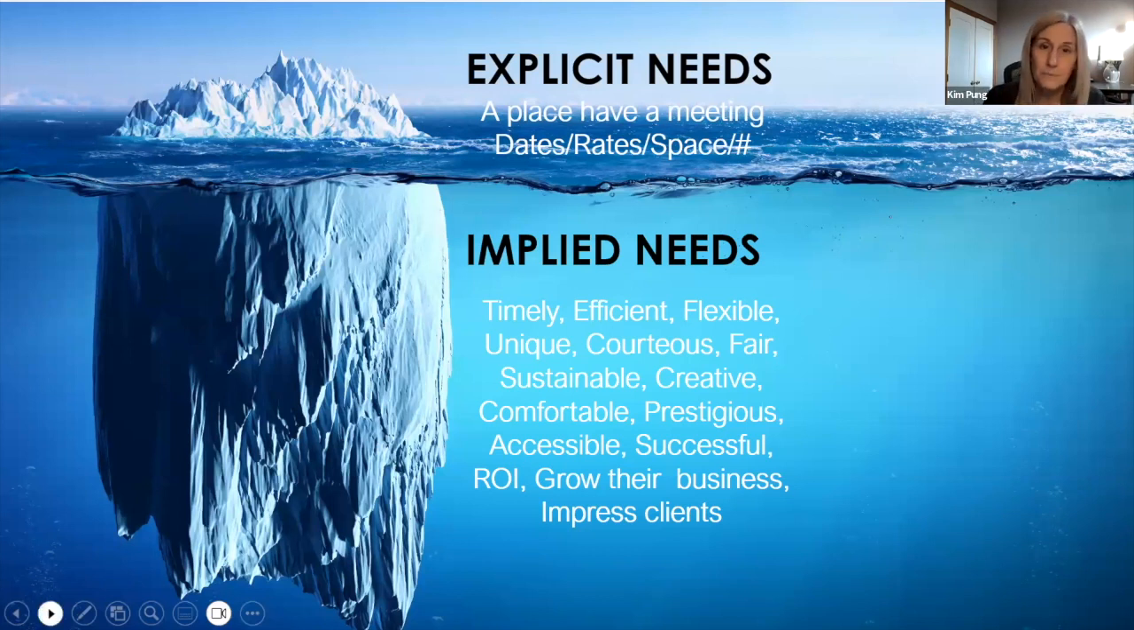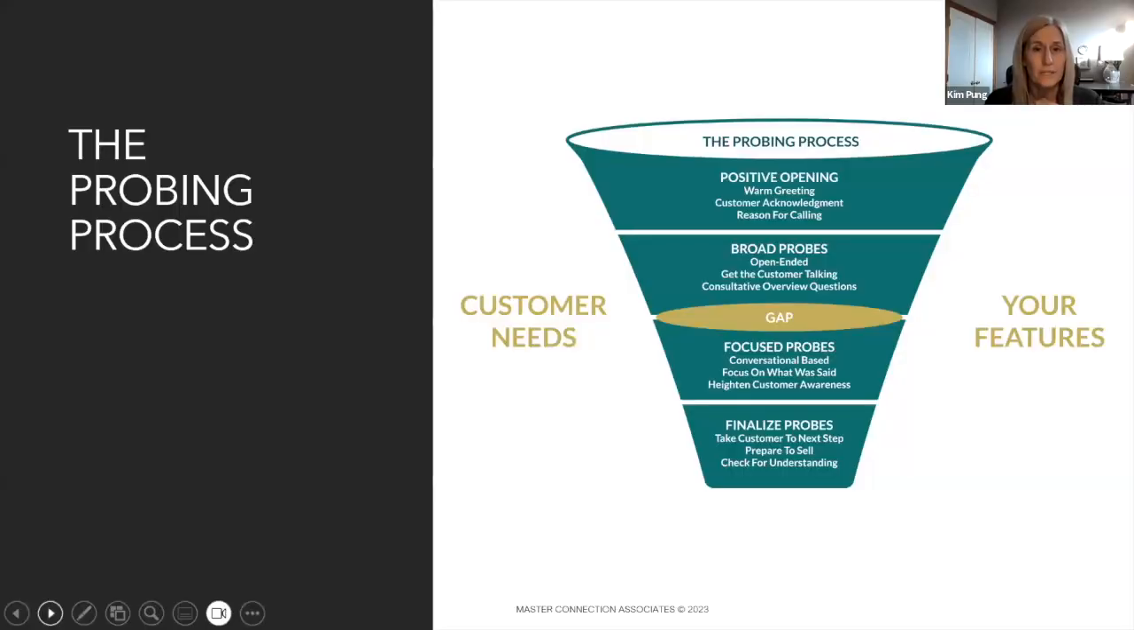And so think of that iceberg as you think about your initial inquiry calls, your initial sales calls, that you got to keep digging underneath the surface in order to be successful. And so I'm going to introduce you today to the probing process, which is a method to help us dig in, to help us go underneath the water and into that big iceberg to find out what specifically our clients and customers and planners are looking for.